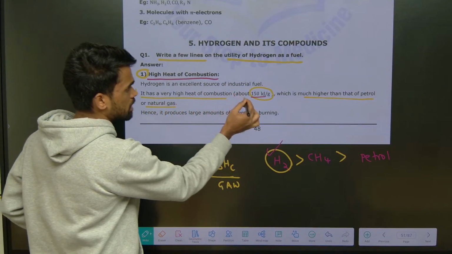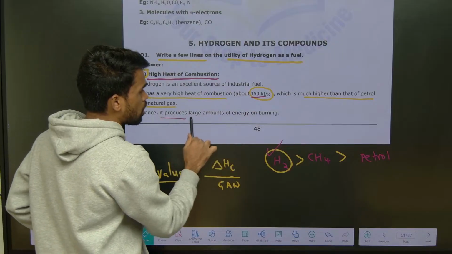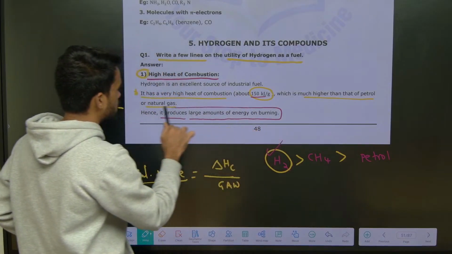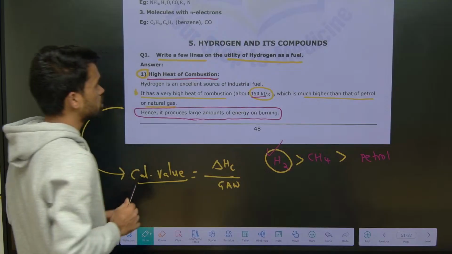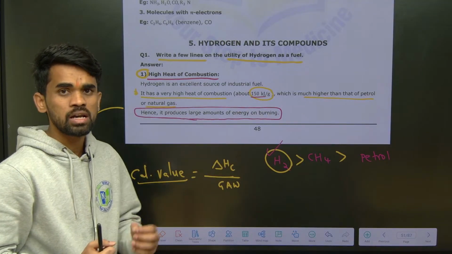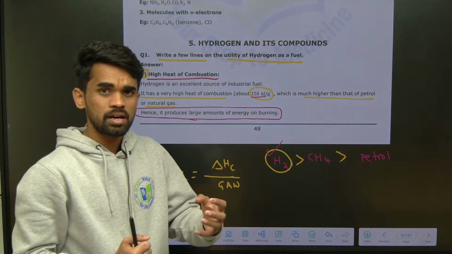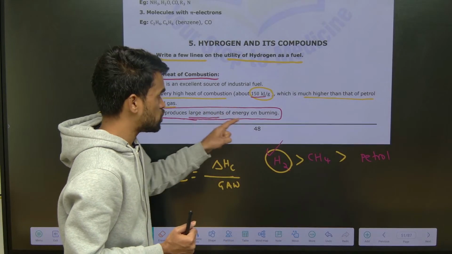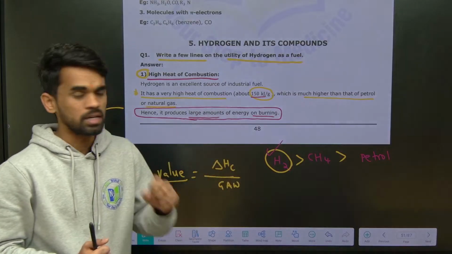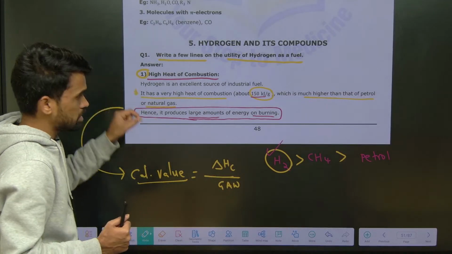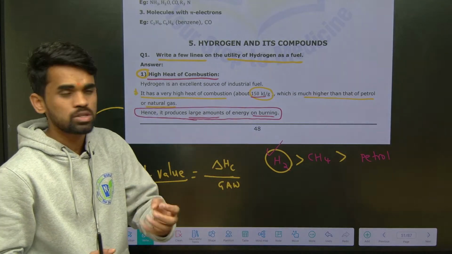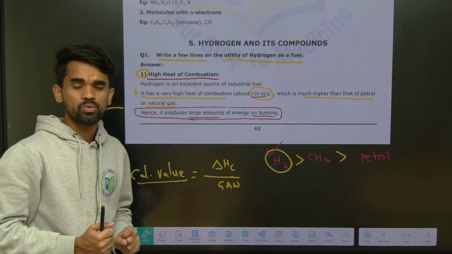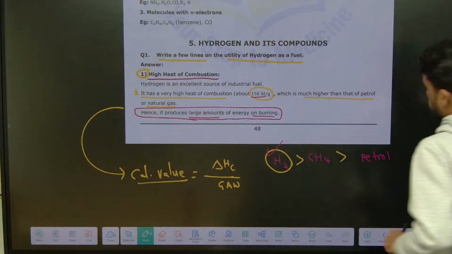Since it has a high heat of combustion, it produces a large amount of energy upon burning. So what is the use of hydrogen? When we use hydrogen as a fuel, since it has a high heat of combustion, it produces a large amount of energy upon combustion, upon burning. Remember this point. You can write in your own words also, but it should sync with the answer provided here. Therefore you will get good marks in the exam.